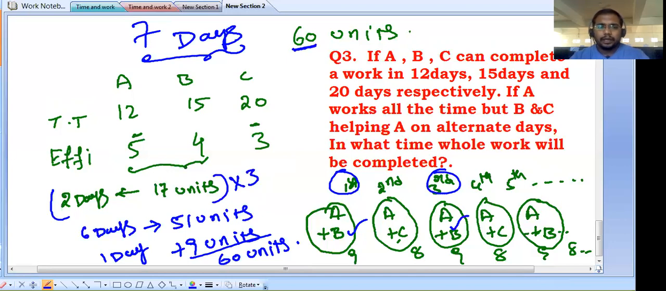These are the alternate days working questions which are asked in your competitive examinations.